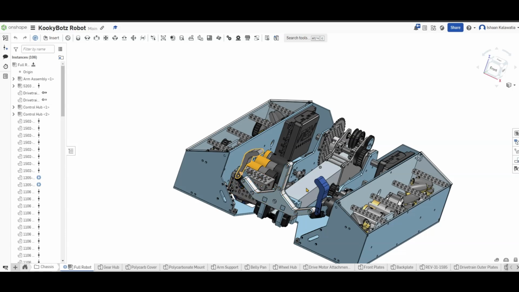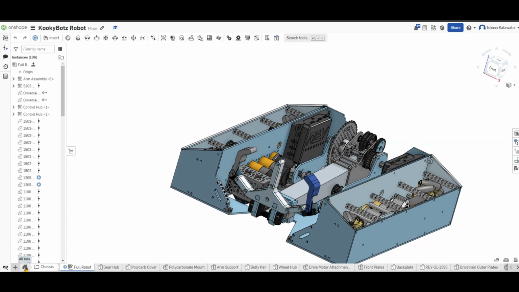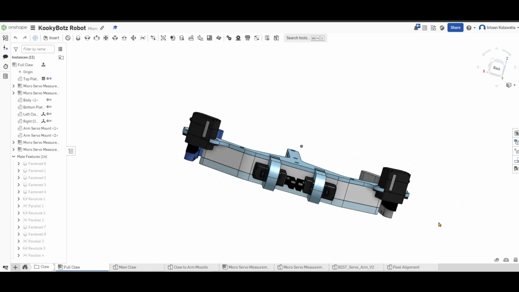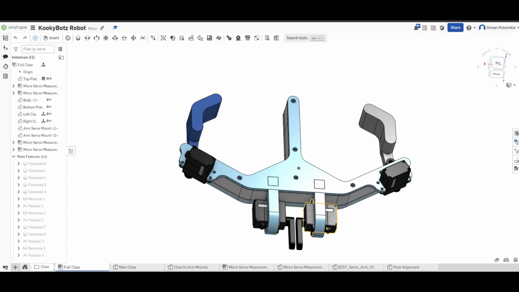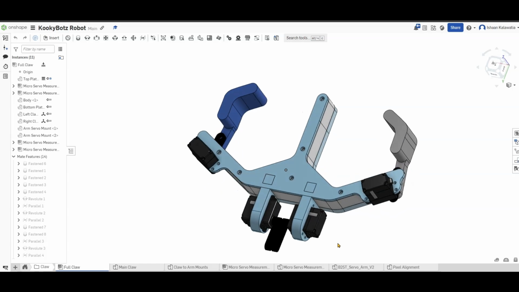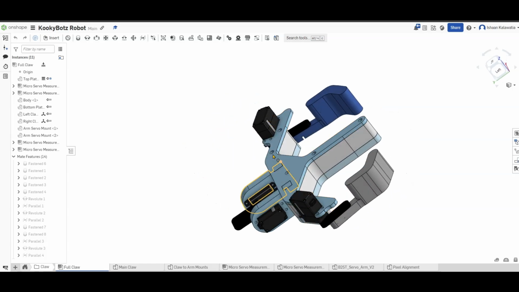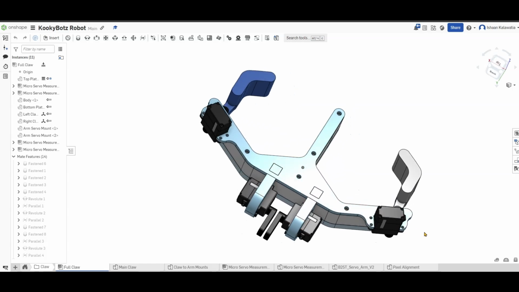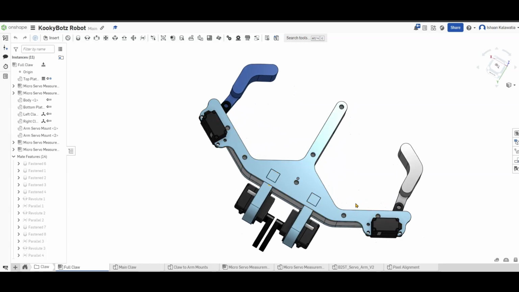And this up here in the front is the claw. So this is the claw. It consists of four microservos. These two over here connect to the main arm, and they're screwed onto these pulley mounts. And this microservo both have these fingers here, and they allow the claw to grab onto the pixels.